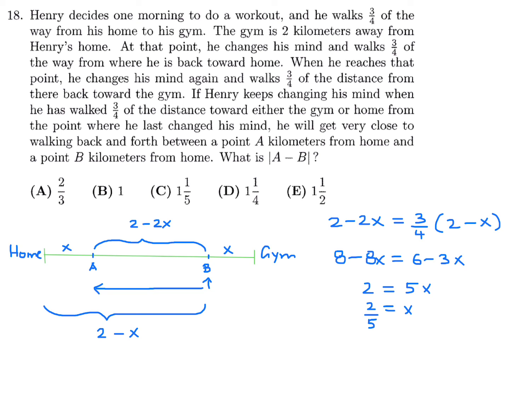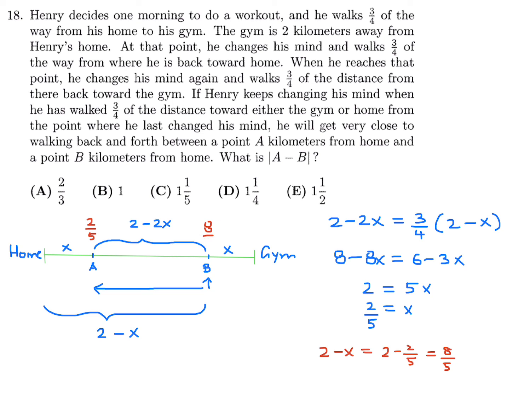So point A looks like it's 2 over 5, since that's x. And then point B would actually be 2 minus x, right? Since this is sort of a continuum. So 2 minus x would be 2 minus 2 over 5, which is 8 over 5. So that's 8 over 5.